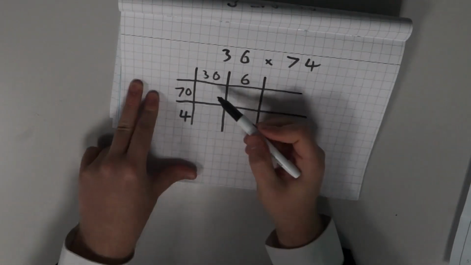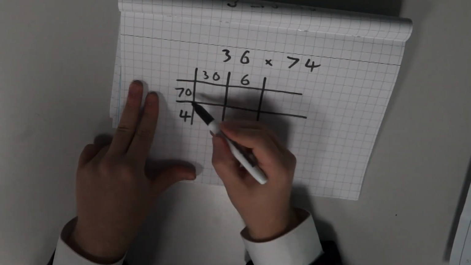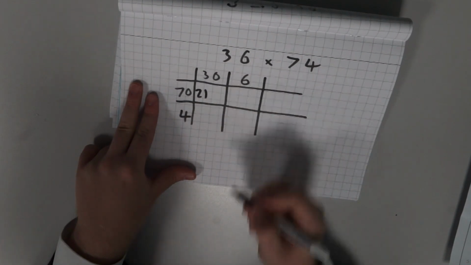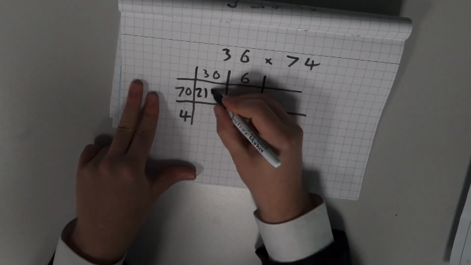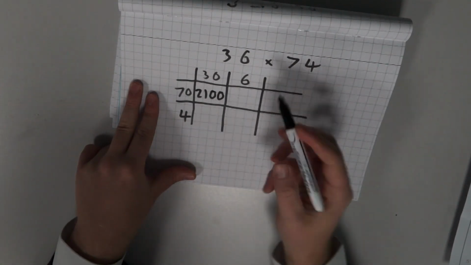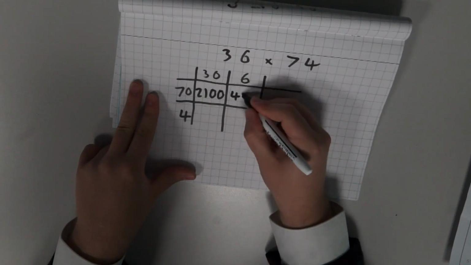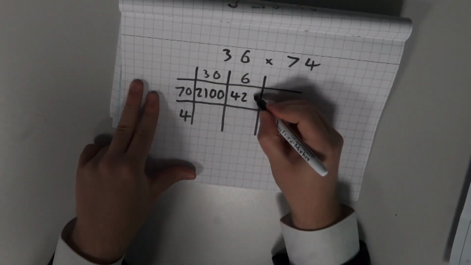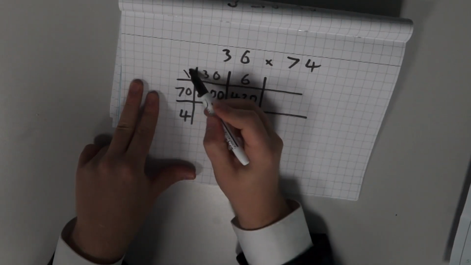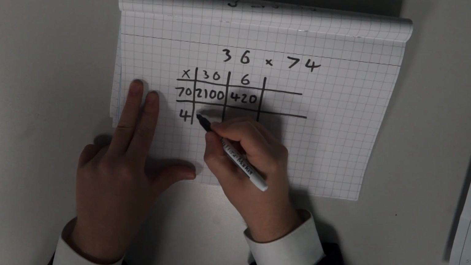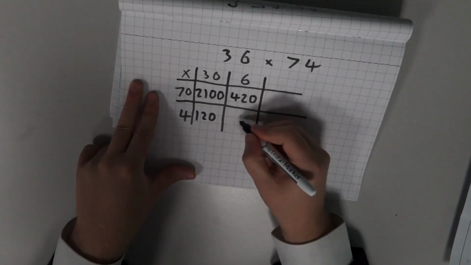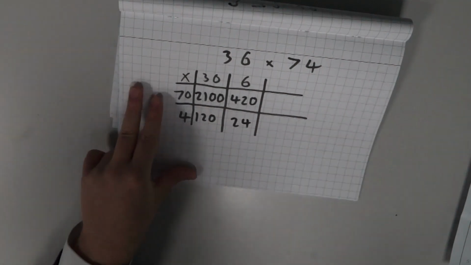So now I can multiply my numbers in each grid. So 70 times 30, I'm going to do 7 times 3 to give me 21. I can then add my zeros in after. I've got 1 there and 1 there, so 2 altogether. 7 times 6 gives me 42. Then I can add in the 1 zero there. 30 times 4, 3 times 4 gives me 12. Add the 1 zero in there. 4 times 6 lastly gives me 24.